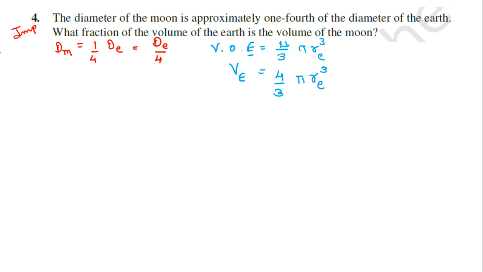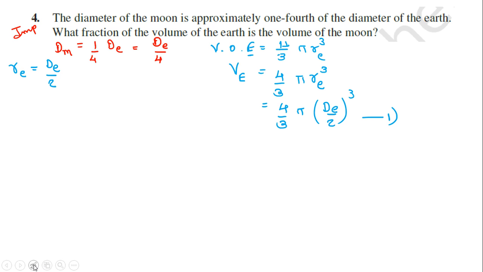But now re is equal to de by 2, or not? You tell me. Radius of earth is equal to half of diameter of earth. So instead of re, now I will write (de by 2) whole cube. Let it be called equation number 1. Simplification right now I'm not going to do, I will just put it as it is. This is the volume of earth.